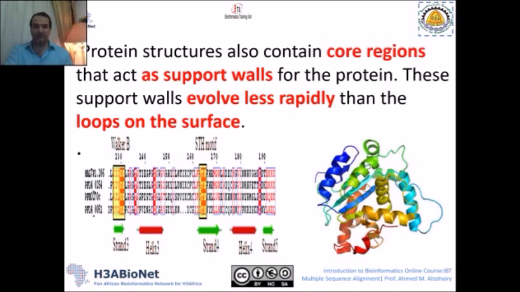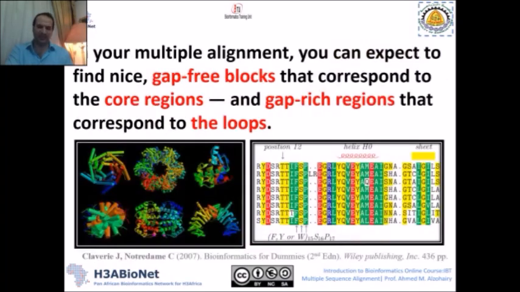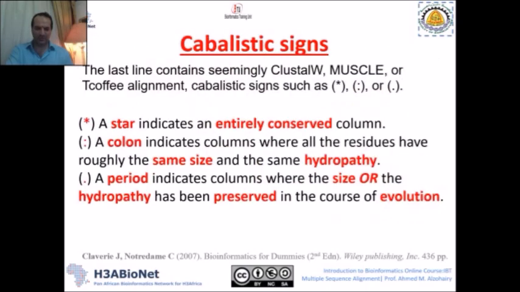And of course, the core region works as a support wall, so it evolves less rapidly, but the loops can evolve rapidly, so you can see a lot of mutation in the loops. So anyway, you can expect, if you see gap-free blocks, that this can correspond to core regions, but the gap-rich regions can correspond to the loops. This is an example.